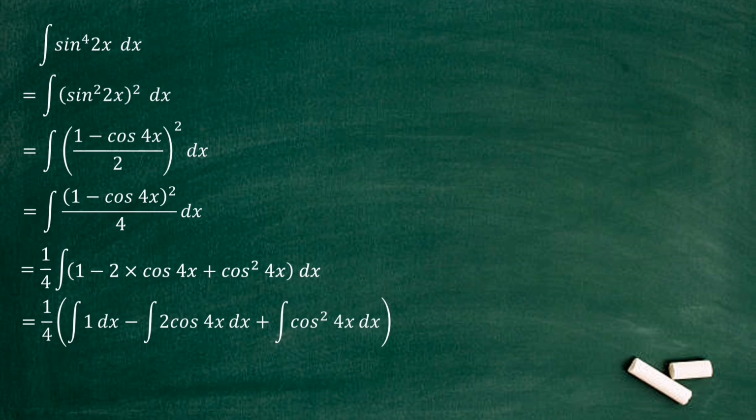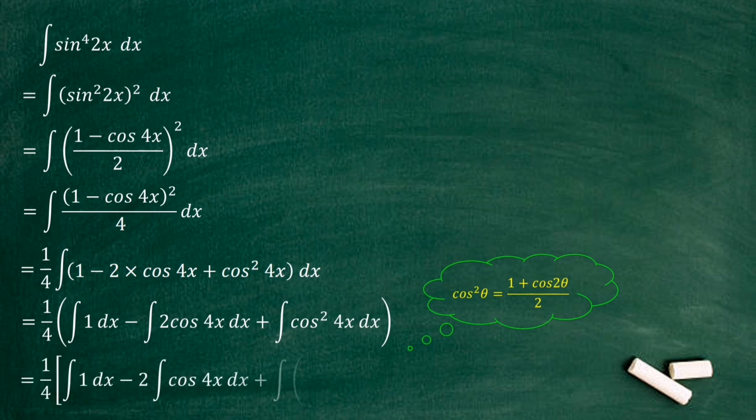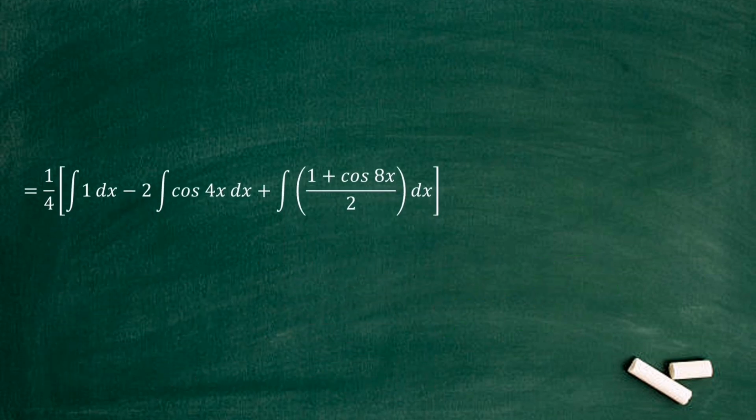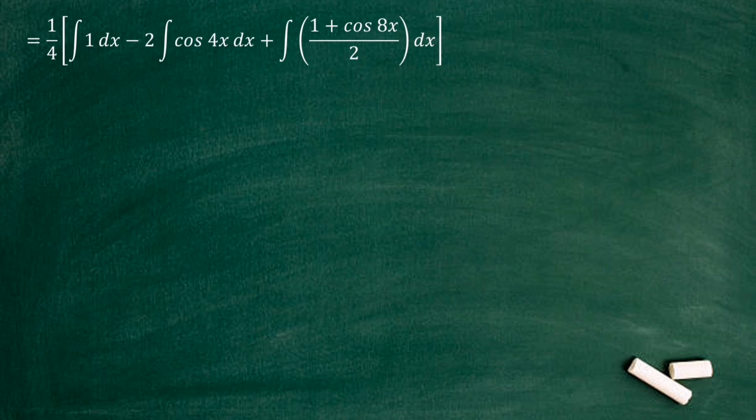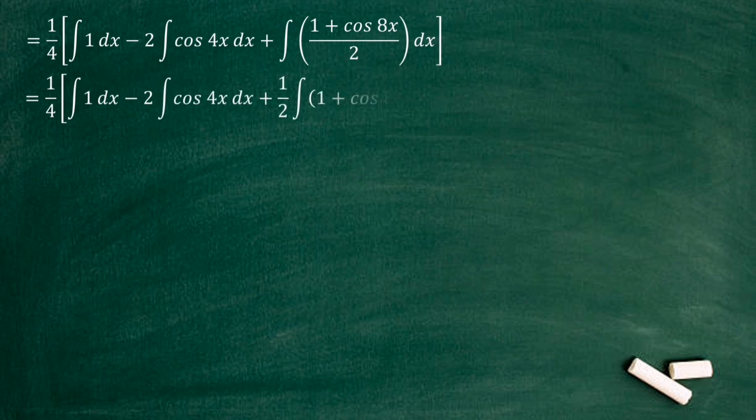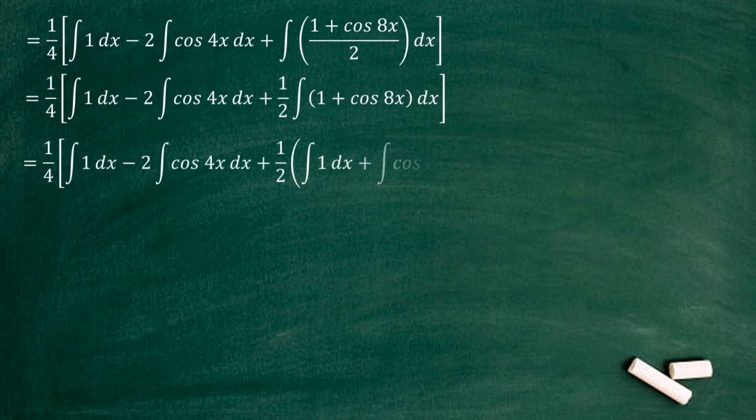We know cos squared theta equals (1 plus cos 2 theta) over 2. Using this equation, we can write cos squared 4x as (1 plus cos 8x) over 2. Here, theta equals 4x, therefore 2 theta equals 8x. The denominator value 2 is a constant, so we can bring 1 over 2 outside of the integral. After that, we can consider the integral sign separately.